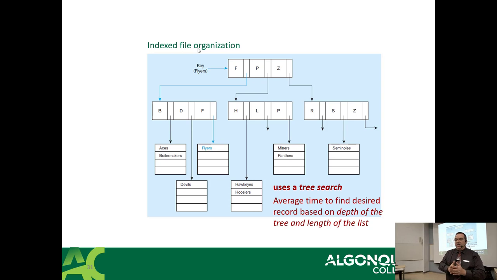Using this example right here, the first layer is broken down into three pieces. So you've got everything up to F, P, and then Z. Everything up to F means it'll have B, D, and F in it. The P section will be H, L, P, and the Z will have R, S, Z in this case. If we had more names, there'd be more letters at each level. And then that layer will be divided again into smaller pieces.